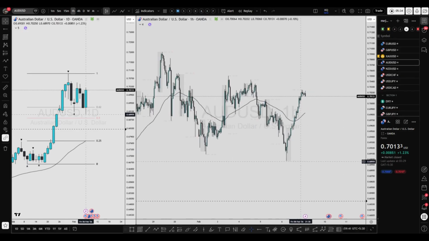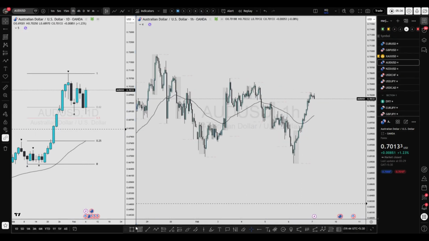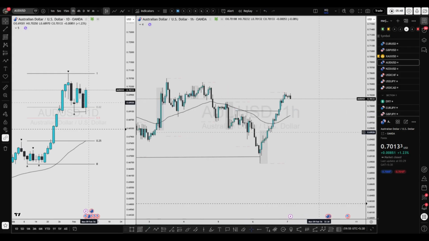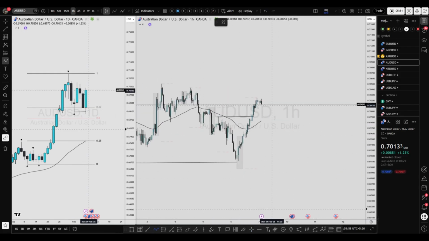Can we spot any setup in 1 hour AUD USD? I can spot this liquidity sweep and then this break of structure, even though it looks like a minor one. What I'll be waiting for, same story, I'll be waiting for a deeper correction so that I can start looking for longs.